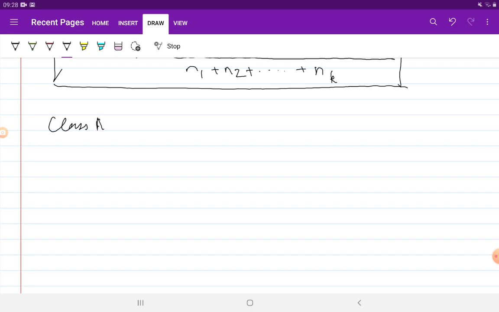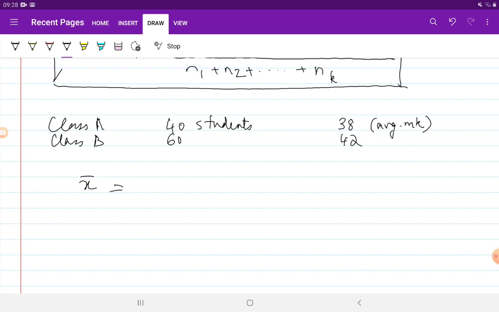Class A, which has 40 students, and the average marks of these students is 38. Similarly, you have another class, class B, which has a strength of 60 students and their average mark is 42. If you are combining these classes, you might want to know the combined average of the combined class, and to do that you will use the formula that we discussed above.